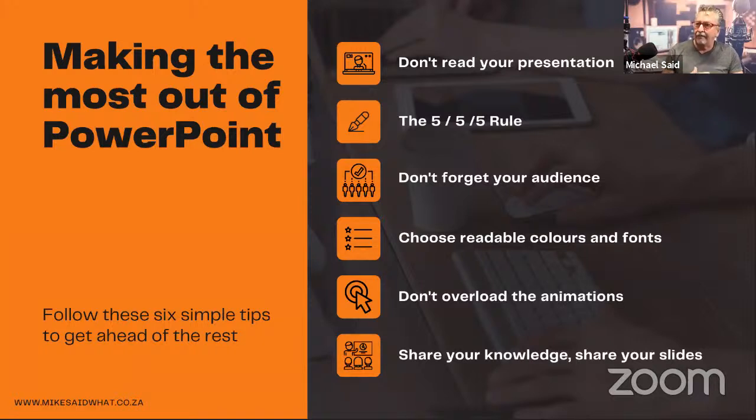And the third 5 is that you will not have 5 text-heavy slides in a row. You will break it up with imagery or a video or something like that. So the 5x5x5 rule: no more than 5 points on a line, no more than 5 lines on a slide, and no more than 5 heavy text or information slides in a row.